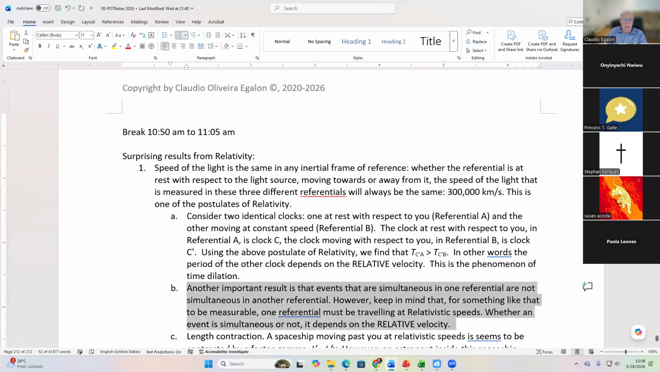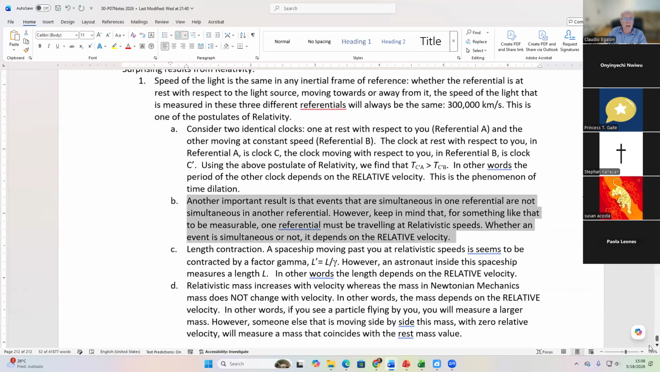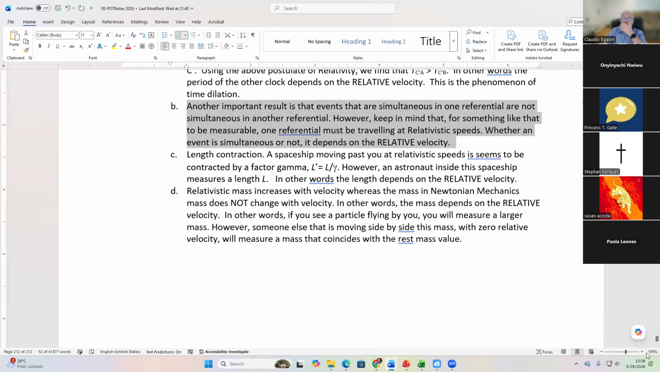Another important result is that events that are simultaneous in one referential are not simultaneous in another referential. However, keep in mind that for something like that to be measurable, one referential must be traveling at relativistic speeds. Whether an event is simultaneous or not depends on the relative velocity.